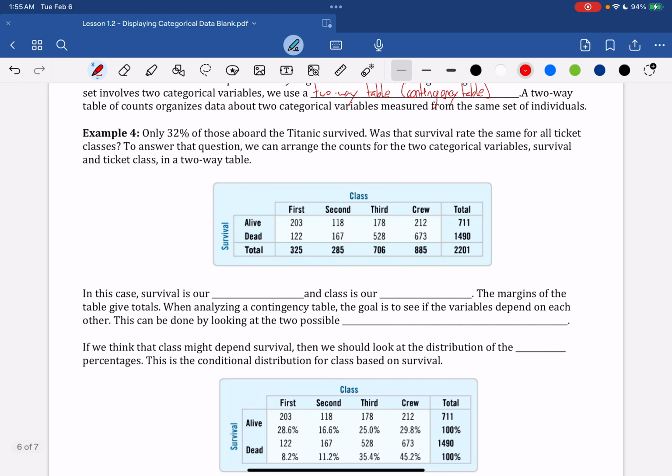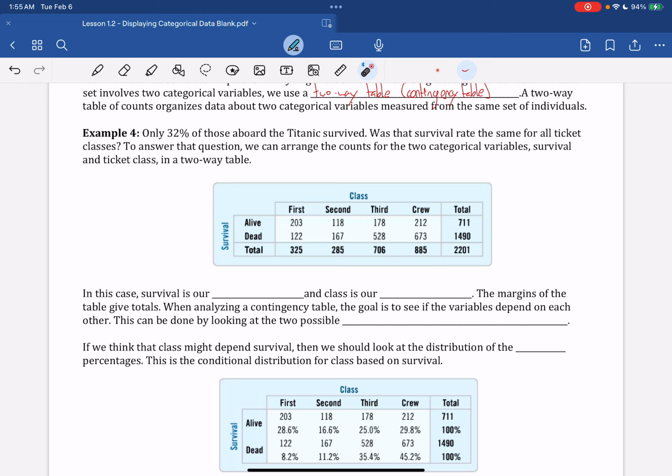Only 32% of those aboard the Titanic survived. Was the survival rate the same for all the ticket classes? To answer this question, we can arrange the counts of the two categorical variables, survival and ticket class, in a two-way table. So we see a couple organizations here. First, we have our classes organized between first, second, and third class, followed by the people that worked on the Titanic, the crew. We also want to look at if they were alive or dead after the Titanic crashed.